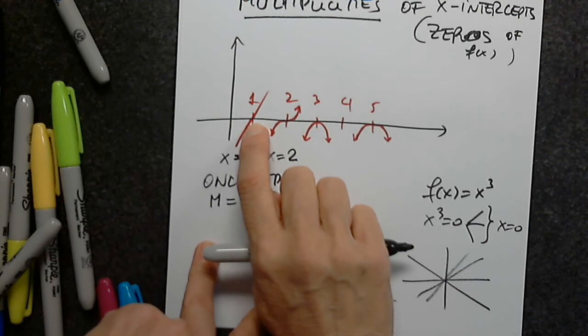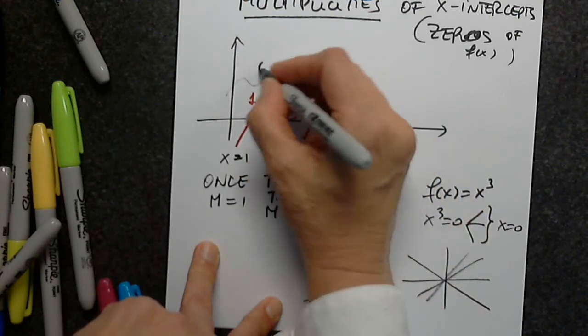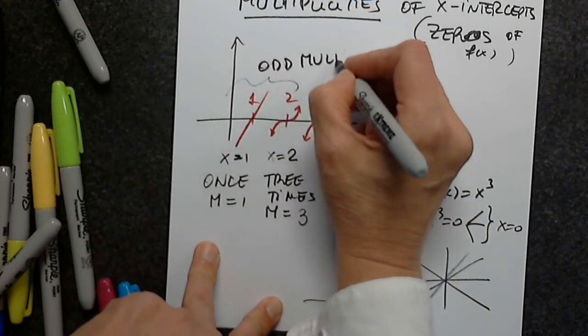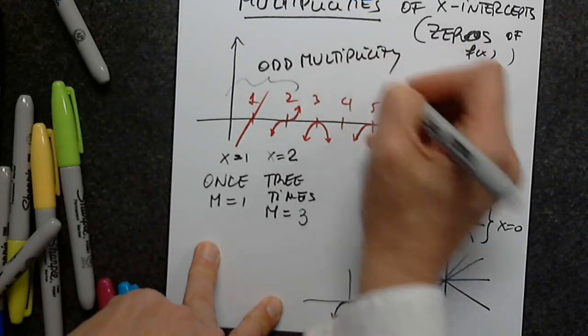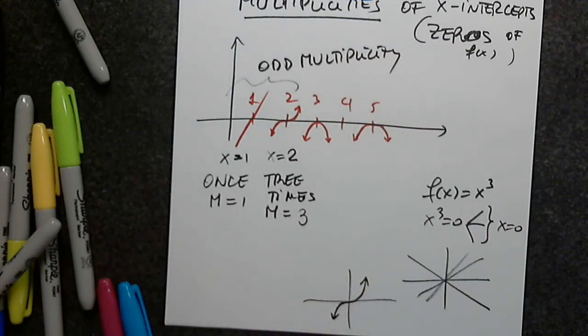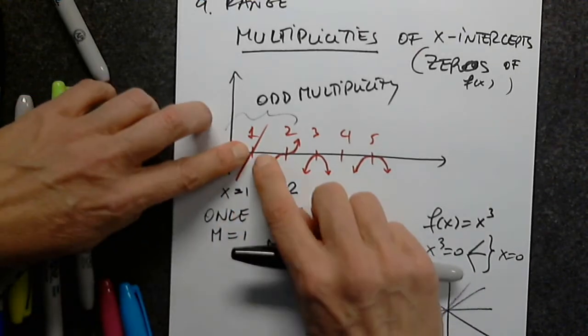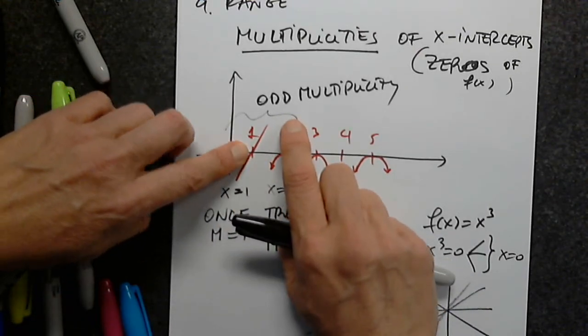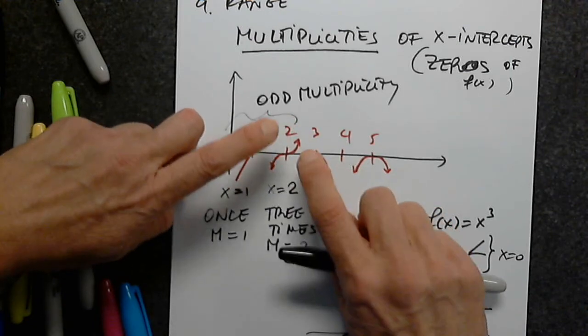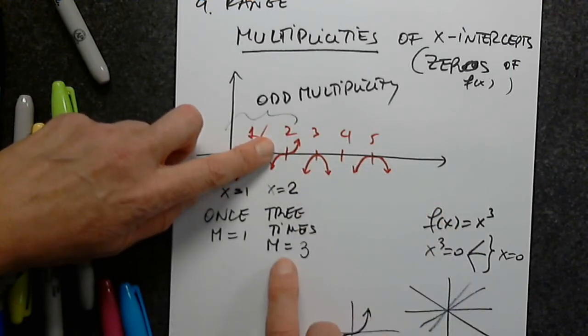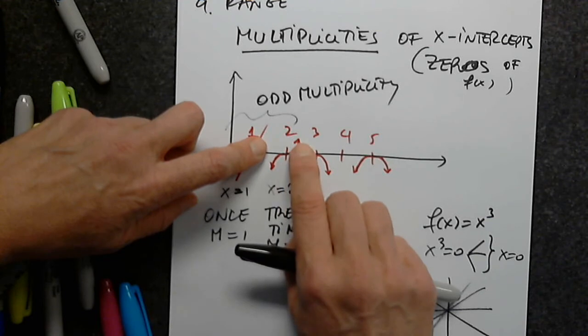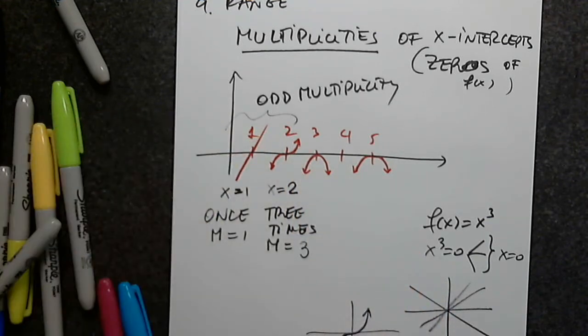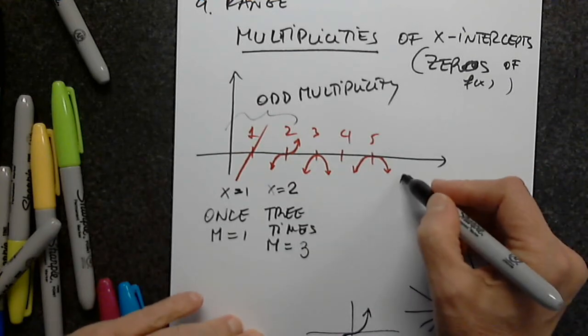So when we have an odd multiplicity, the function will cross, but it depends how. If a solution appears once, it will cross fast. If a solution, it's odd, right? If a solution has multiplicity 3, it will take its time. What if it has 5? It will be even slower. It will be something like this.